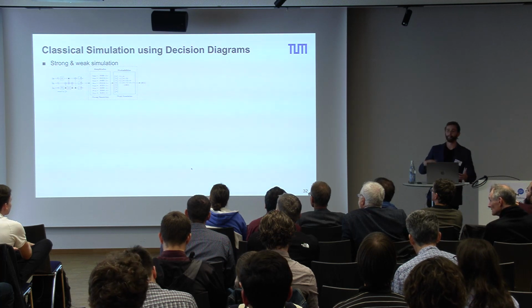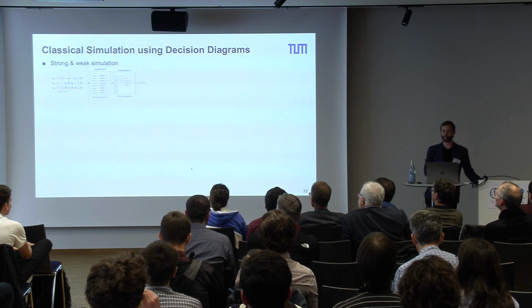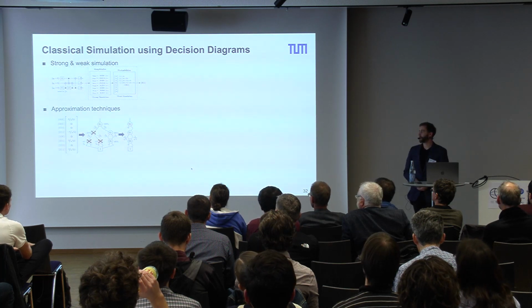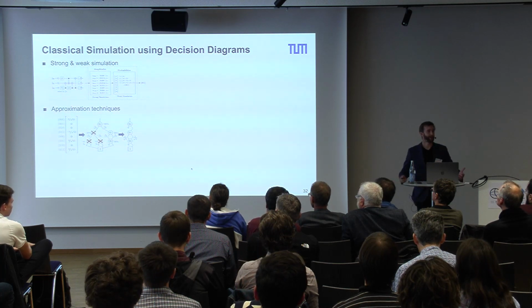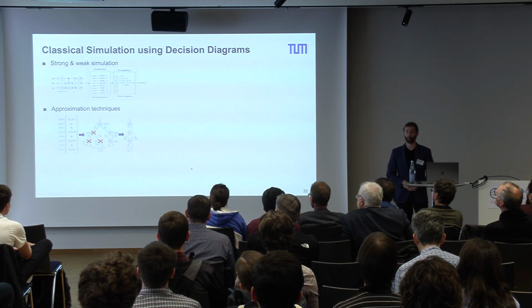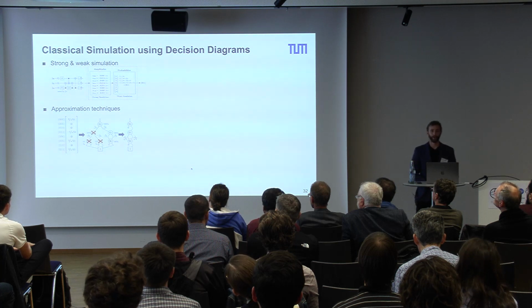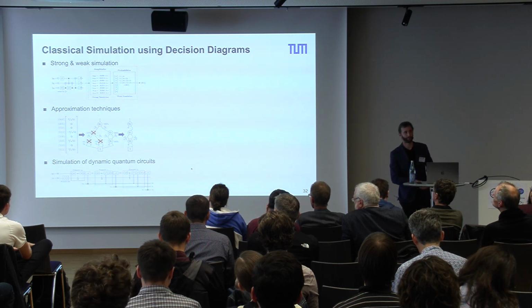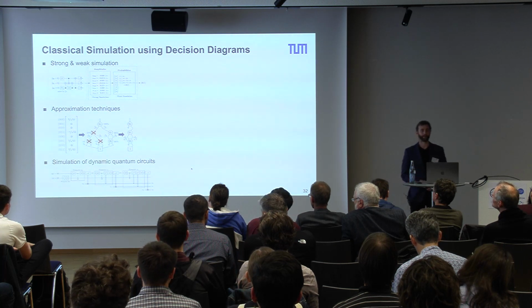So you can emulate a quantum computer, you can get the full state vector. You can also do approximation techniques. You can cut off things. Let's say you're fine with 90% fidelity, then you can make your decision diagram smaller, make the simulation more performant. You can simulate dynamic circuits, a quite timely topic we heard about in the talk previously. You can do that out of the box.